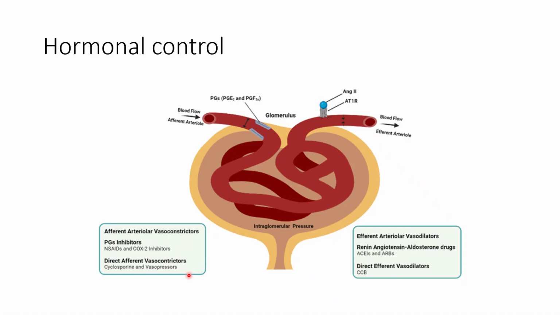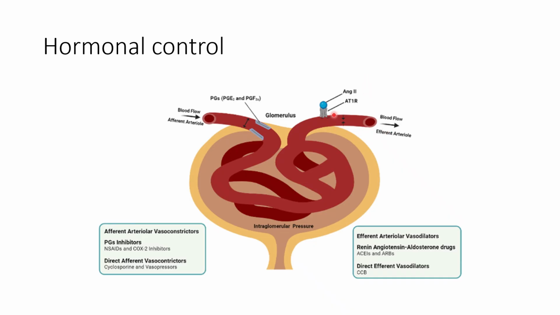Apart from it, there are also indirect efferent vasoconstrictors that don't act directly through this pathway. They include substances like cyclosporin and different vasopressors. Vasopressors are the substances that we use to increase BP in case of shock and other disease conditions. An example is adrenaline. Then on the efferent arteriole, there is this substance called angiotensin 2, and it has the receptor AT1R, angiotensin receptor 1.